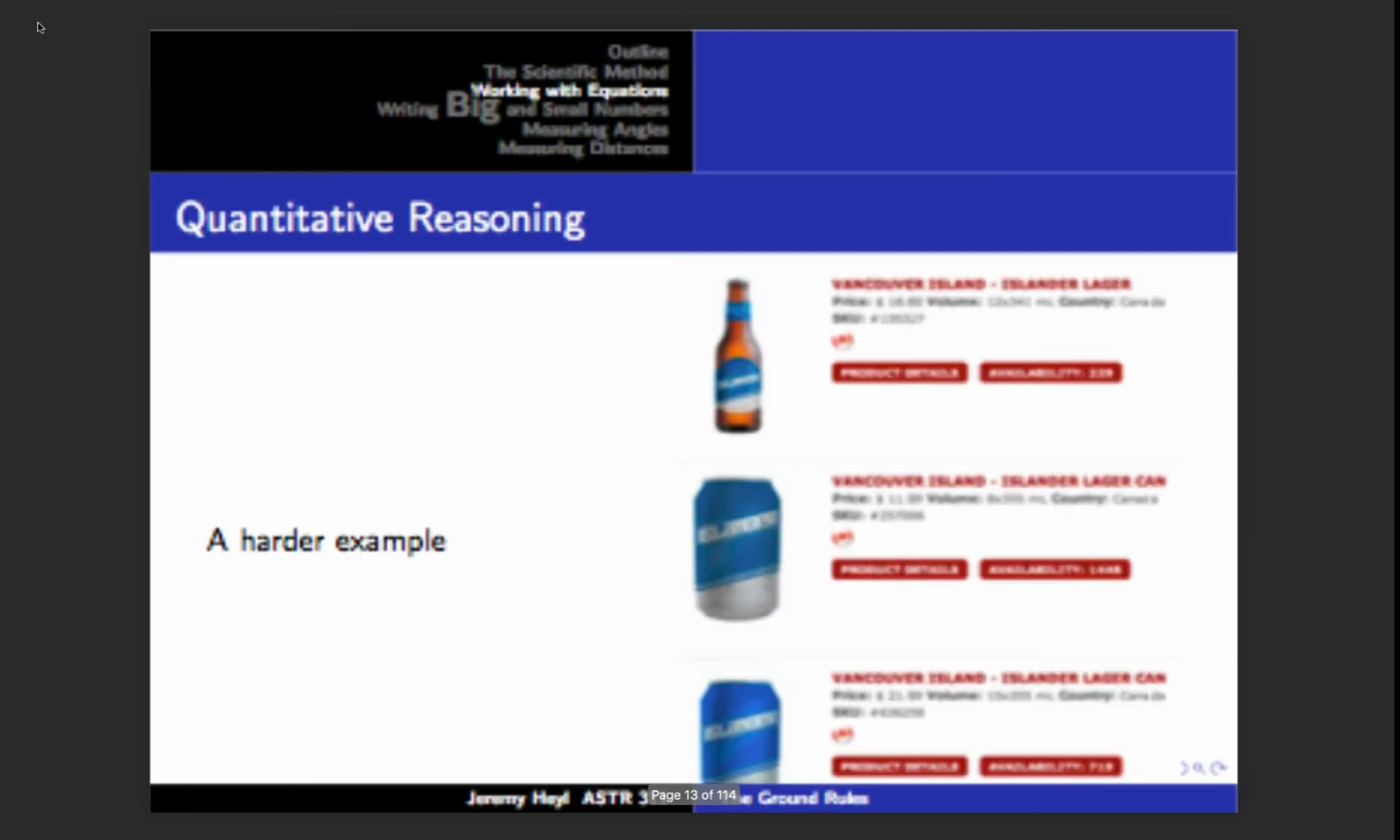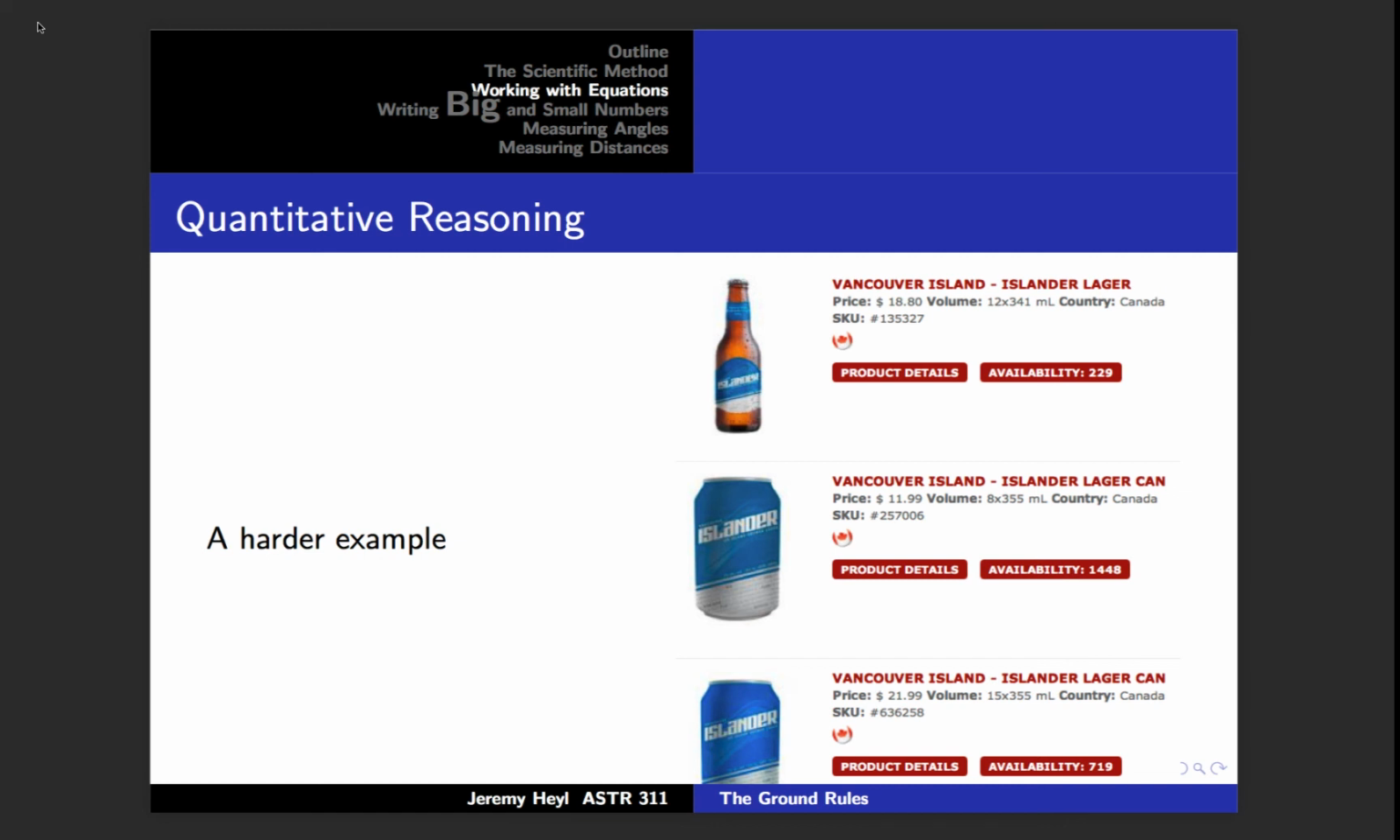less beer. But we could do something more complicated like this one, where we have three choices, and there's all sorts of different things going on. We could have 15 cans for $22, or 8 cans for $12, or 12 bottles for $18.80. And the point is, which would you choose? Hopefully, you don't choose Vancouver Islander lager, but that's beside the point.